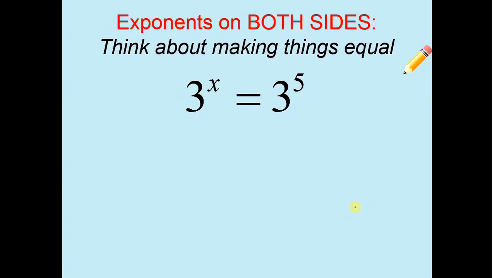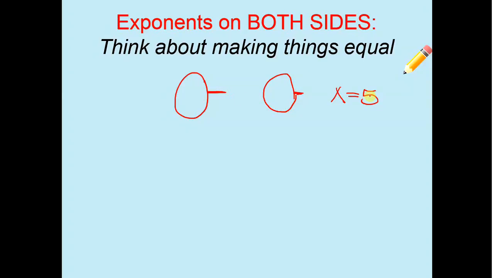So, exponents on both sides. Think about making things equal. So I have 3 to the x equals 3 to the 5th. You're going to want to make sure your bases are the same. Once you get bases equal, you just set exponents equal to one another. So I have x equals 5. And that one's done. You would understand 3 to the 5th does equal 3 to the 5th, right? No doubts about that.